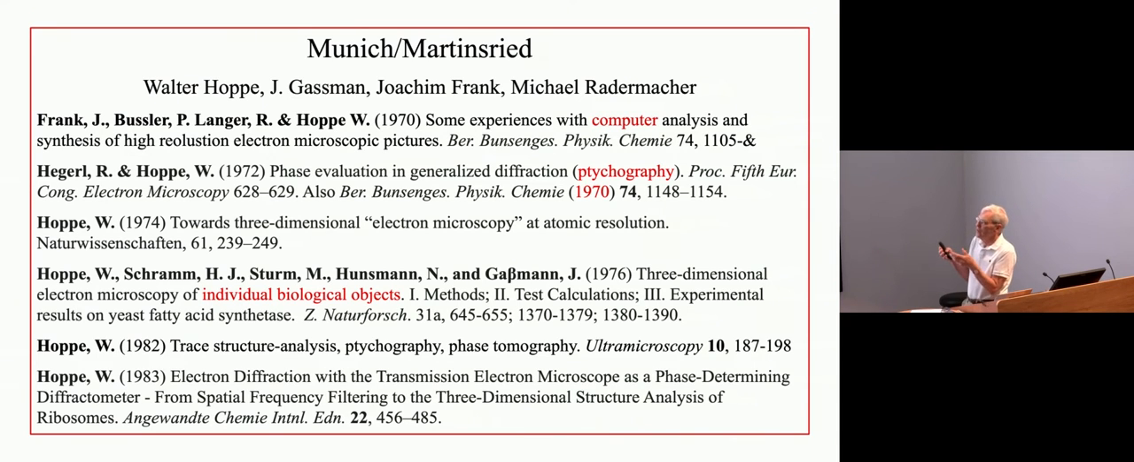So he was trying to draw the parallel all the time between electrons and X-rays, and he was very good at that. And his colleagues, Gassmann and Hoppe, were very dominant in the 60s, and his students were people like Joachim Frank and Michael Rademacher, and here are a few of the papers out of them. So you can see Joachim Frank's, probably more or less his first paper, involves computer analysis of electron microscope images, and then he carried on with SPIDER and then ribosomes and lots of other things after that.